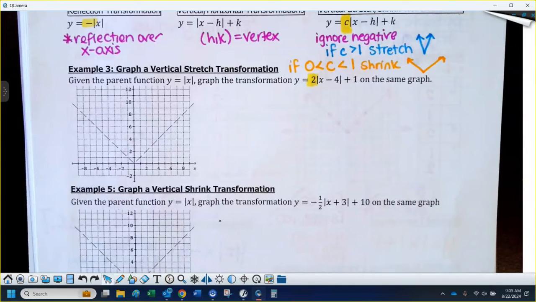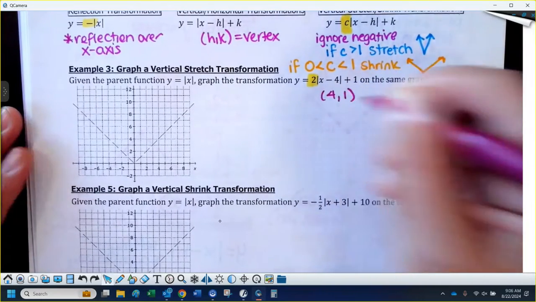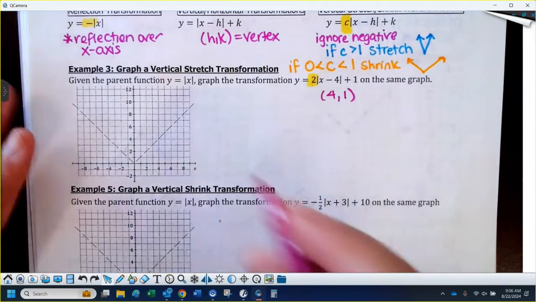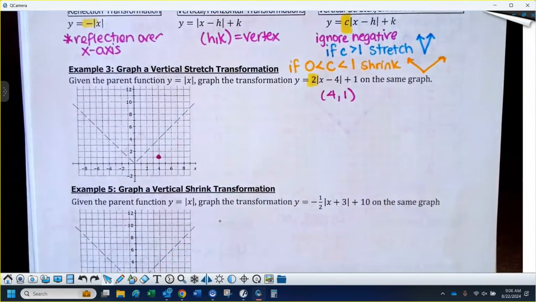What would the middle be? Just do the opposite copy. The 2 doesn't matter. Opposite copy. What do you think would be in the very middle? Go ahead. Perfect. Positive 4, positive 1. Okay, so find that point.